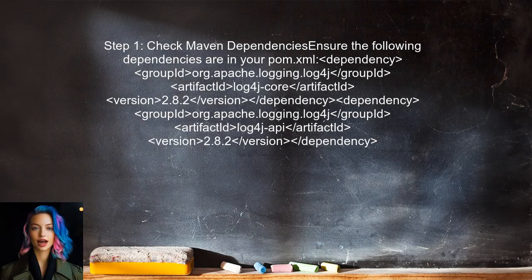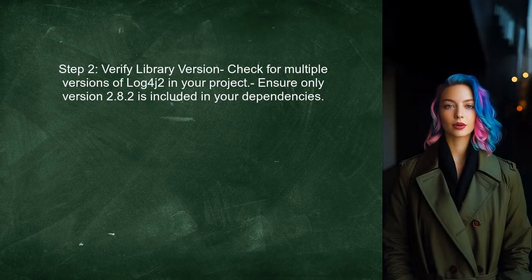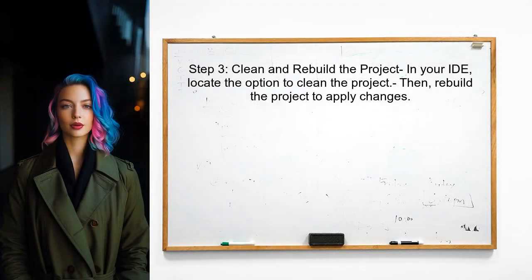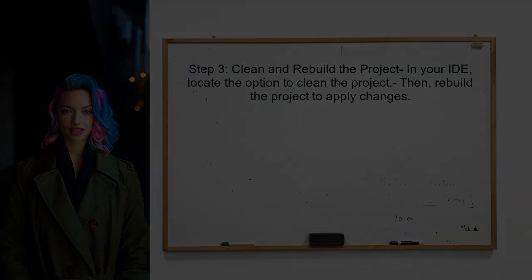To address the issue with importing Log4j2 classes, the user should first ensure that the Maven dependencies are correctly defined in the pom.xml file. This includes both log4j-core and the Log4j API. Next, the user should verify that the correct version of the Log4j2 library is being used. Sometimes conflicts can arise if multiple versions are present in the project. After confirming the dependencies, the user should clean and rebuild the project. This step ensures that any cached or outdated files are removed.